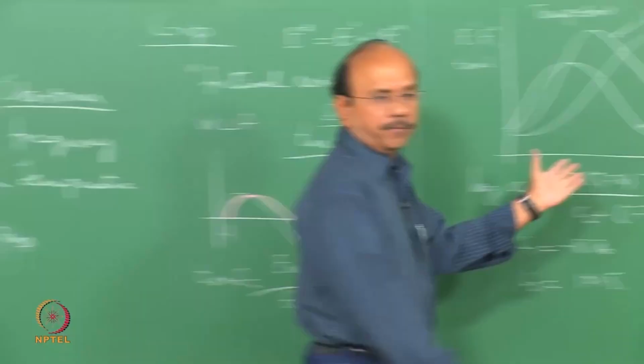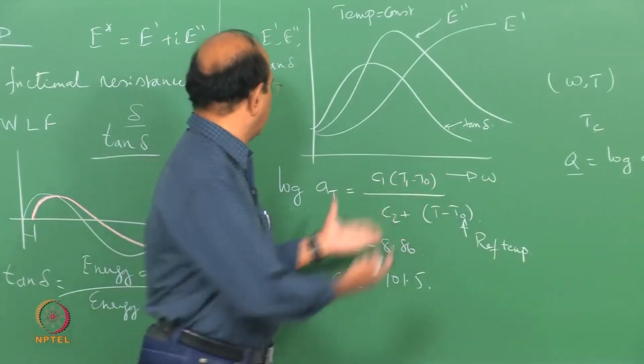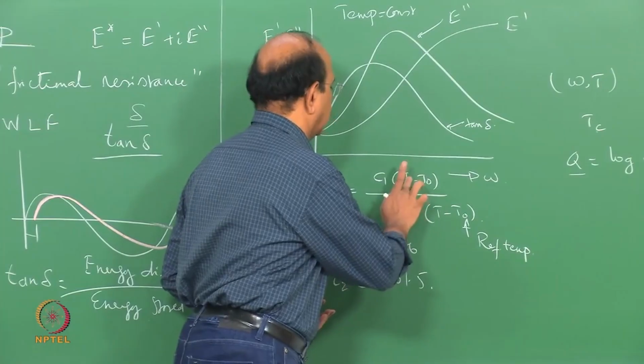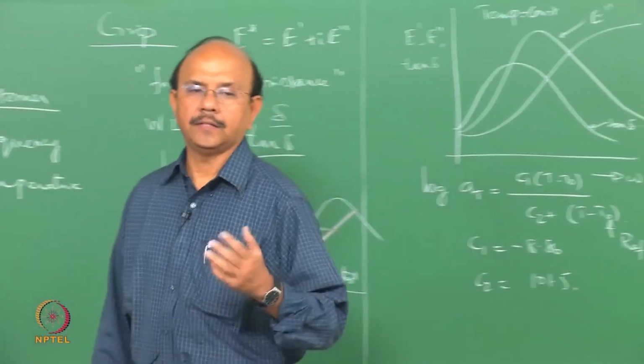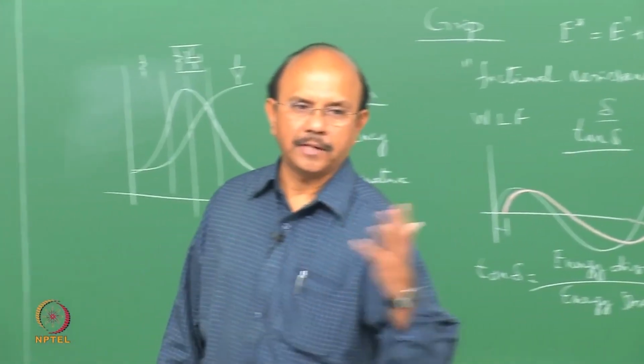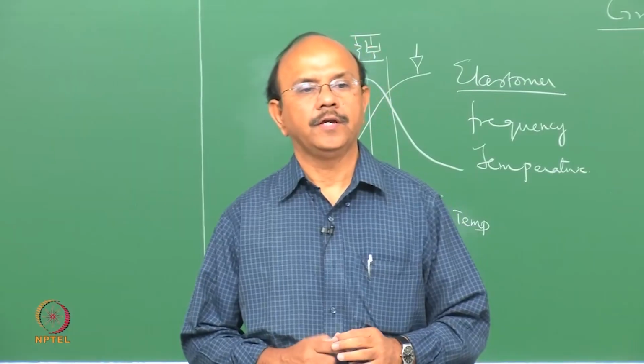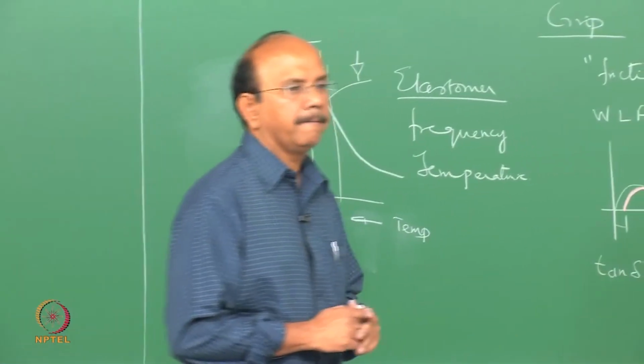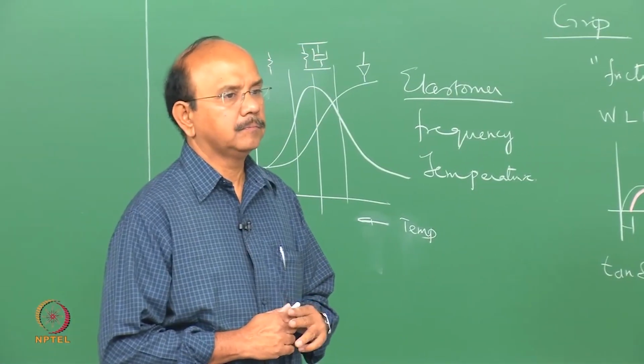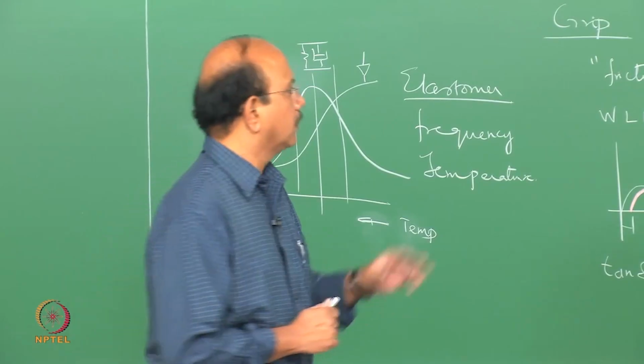T naught is the reference temperature, which is usually T1, the temperature at which I am determining the aT. Now, there are limitations for this temperature. To estimate it, we can use this formula.